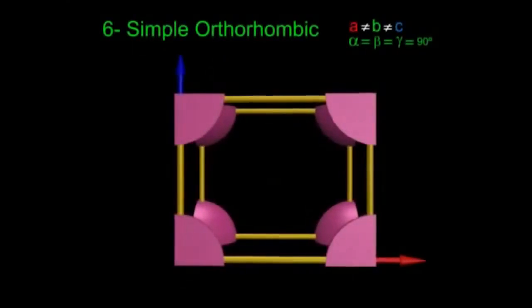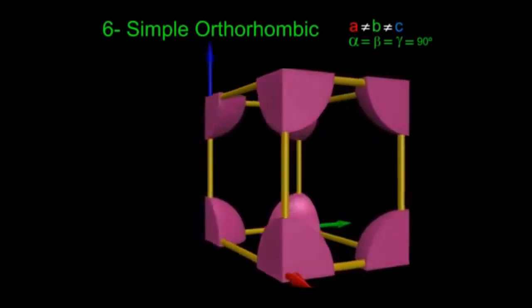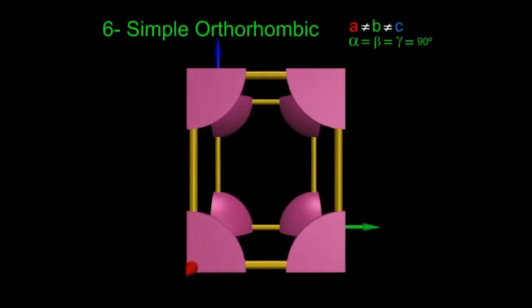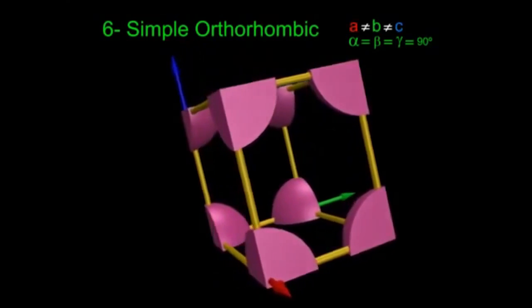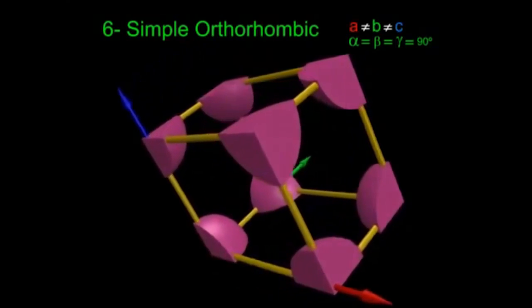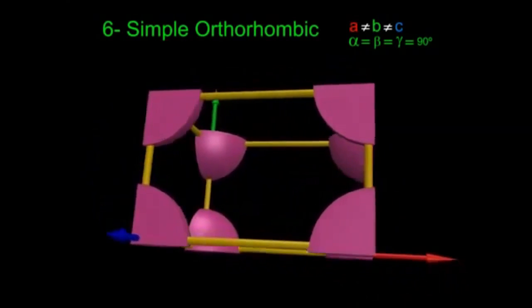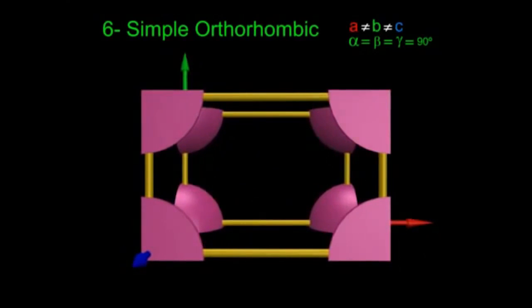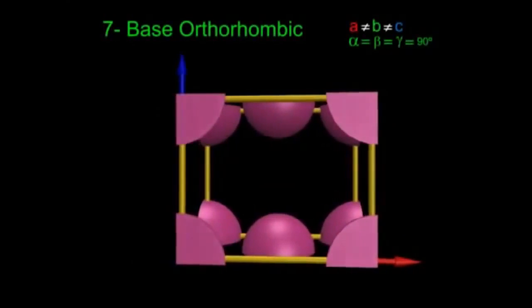Sixth one is simple orthorhombic cell. Here all sides are unequal. A is not equal to B is not equal to C, but all angles are equal to 90 degrees. Alpha is equal to beta is equal to gamma and it is equal to 90 degrees. In this orthorhombic structure we have four types of unit cells. This is the first one, a primitive unit cell. Particles are present only at corners. So this is base orthorhombic.